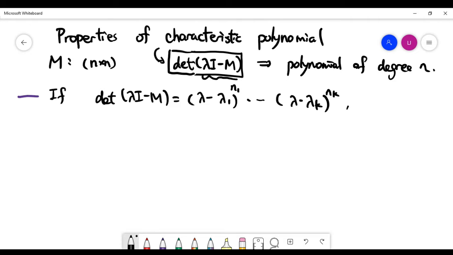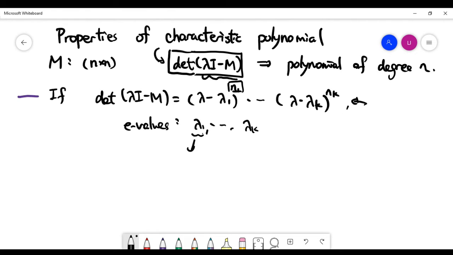Let's say you're able to factorize the polynomial of degree n in this way. And the fact is that if you make this determinant 0, you can easily get the eigenvalues, which are basically lambda 1 up to lambda k, right? And please look at the number of times lambda 1 is repeated. Some people use the word multiplicity for that.